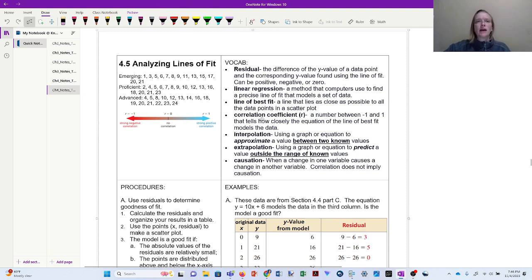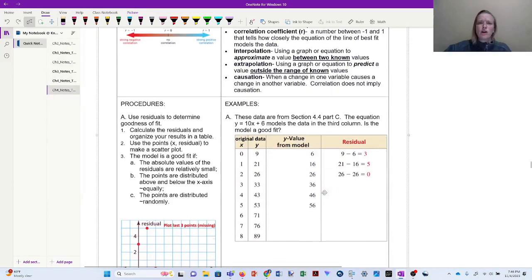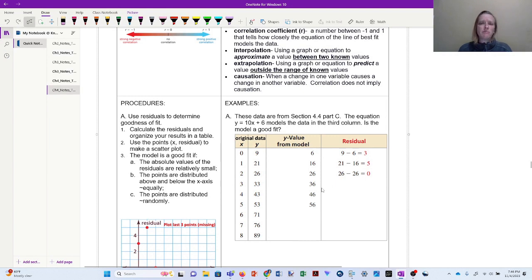So first, let's look at how to evaluate lines of fit like we did at the end of the last section. We're going to look at this data from the last problem we did in section 4.4 part C, and I'll scroll back up to that in a moment. Basically, we plotted some data and came up with this line of fit, the equation y equals 10x plus 6. And we want to know, is that equation a good fit for our data?